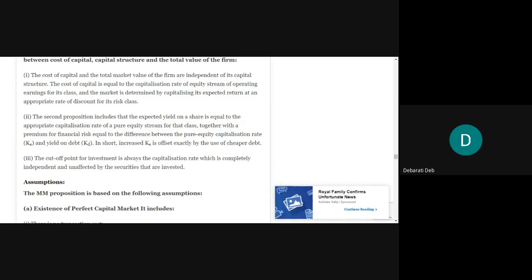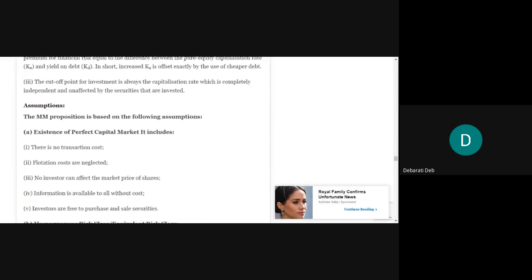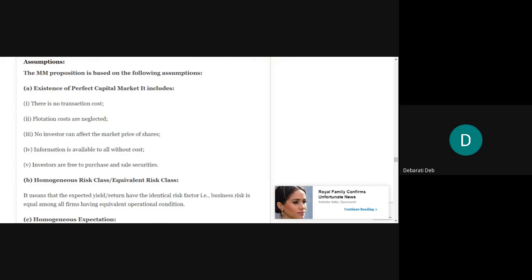So how does this KE come? This comes from the investment in equity, right? KE comes from the investment in equity. So whenever this equity is involved, it is said in the third proposition that whatever securities are invested, they are unaffected. They don't affect the cutoff point, which is the capitalization rate, that is KE. Then you should note down the assumptions of the approach.